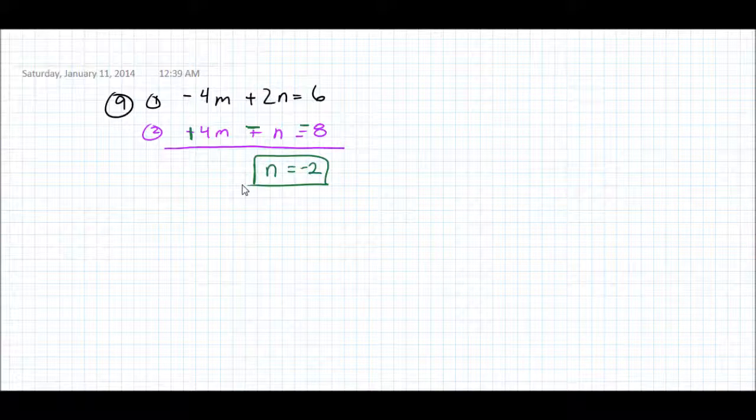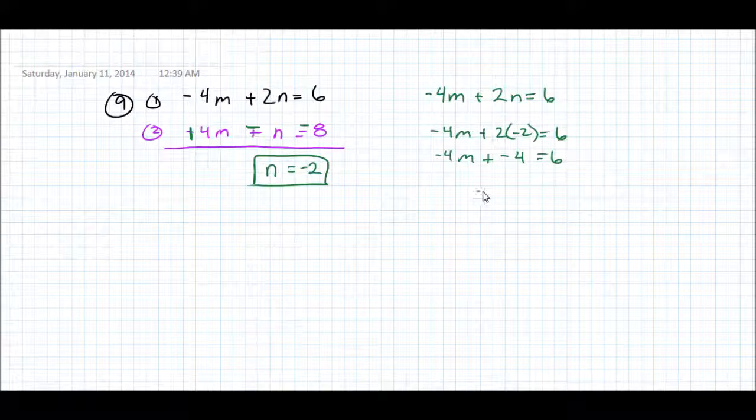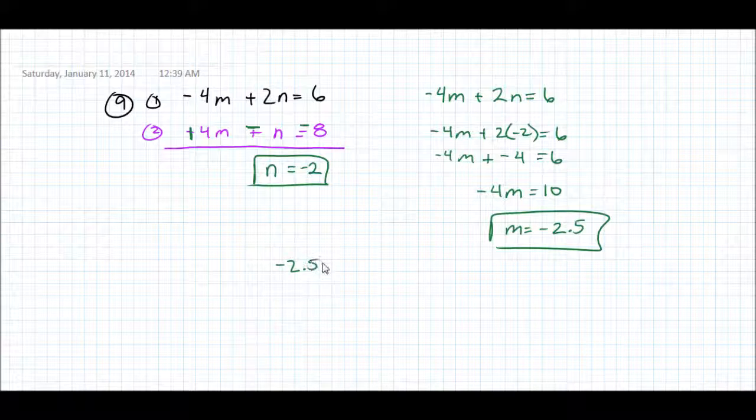We just plug it back into an equation. Top one will work just fine. Negative 4m plus 2n equals 6. So negative 4m plus 2 times negative 2 equals 6. So negative 4m plus negative 4 equals 6. Add 4 to each side, so we get negative 4m equal to 10. So m is going to be equal to negative 2.5. So our solution set would be m comma n, so it would be negative 2.5 comma negative 2.